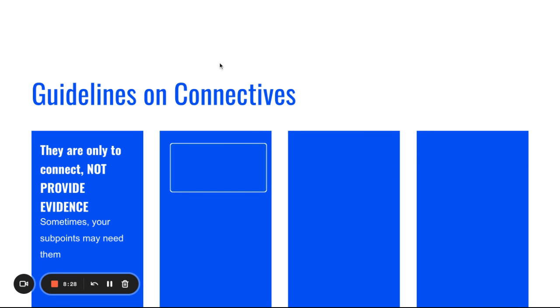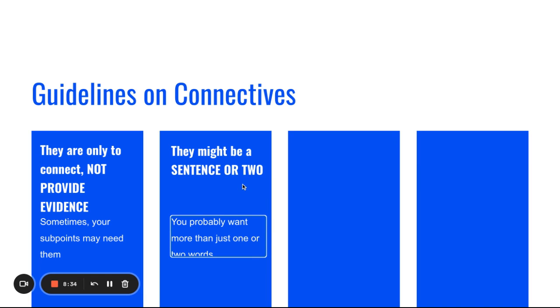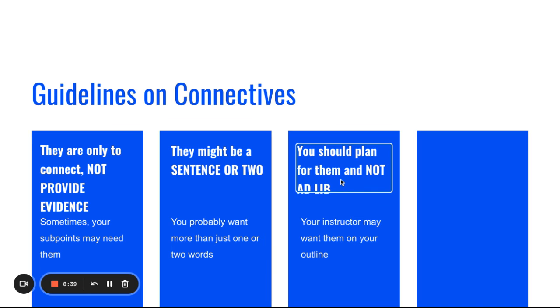Guidelines on connectives. They are only to connect, not provide evidence. Sometimes your subpoints may need them. They might be a sentence or two. You probably want more than just one or two words. You should plan for them and not ad lib. So it's important when you're writing your outline to work your transitions into that outline so that you are very clear when you're giving your speech. If you think you're going to ad lib them, sometimes we get kind of lost in the shuffle of giving a speech and they get left out. I do want them in your outline.